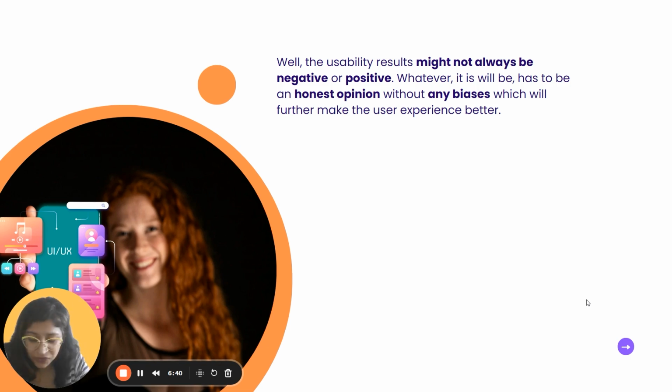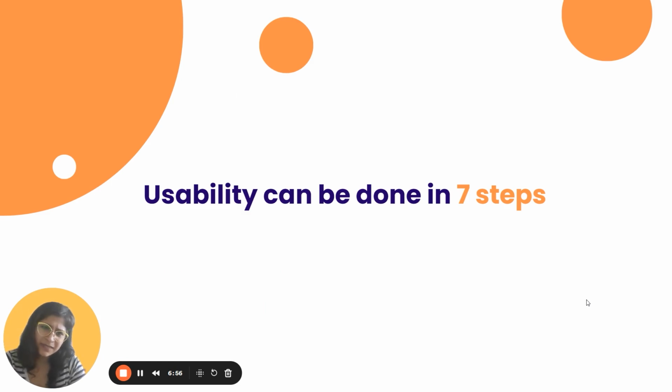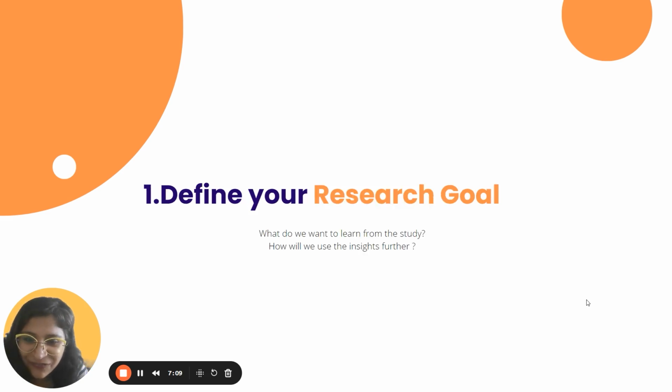We should make sure that we don't have any biases in this process, because ultimately usability testing is for the benefit of the user experience of the product that we're designing for. Okay, so usability testing can be done in 7 steps. It is going to act like a checklist for all of you, and once you're done, your results will be amazing. Let's dive into the first step, which is defining your research goal.